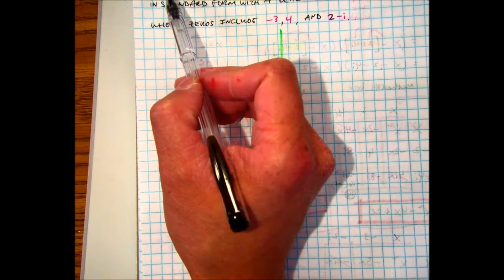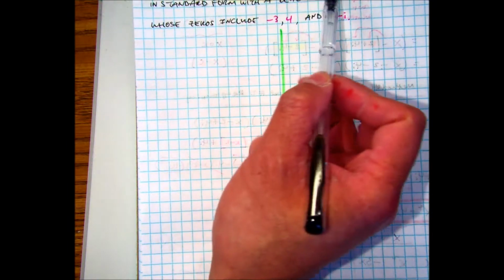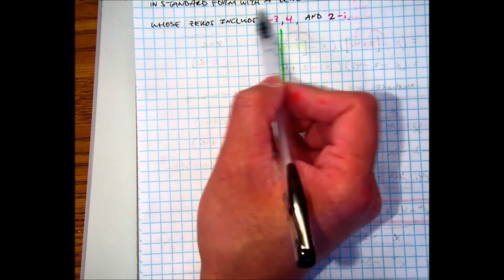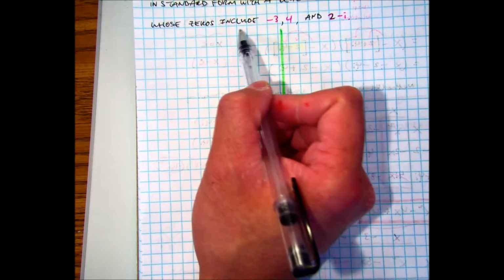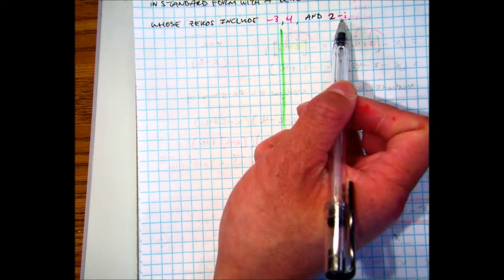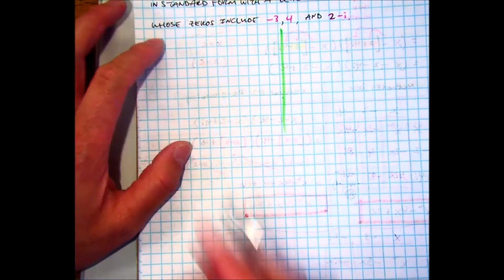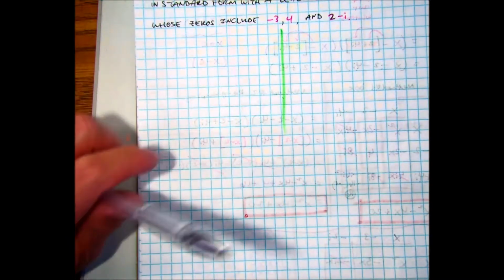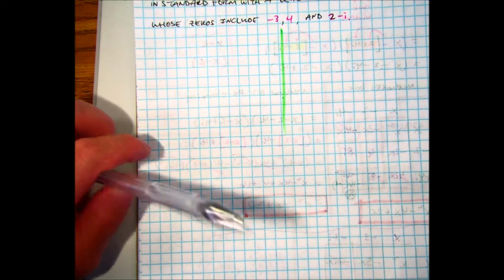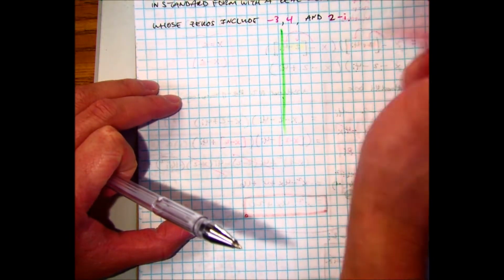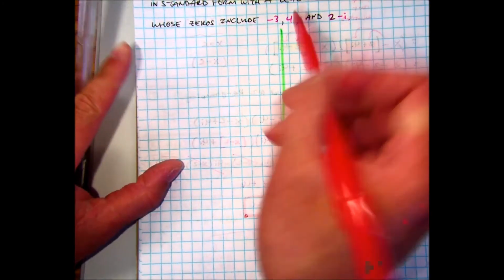Write a polynomial function of minimum degree in standard form with real coefficients whose zeros include -3, 4, and 2 minus i. Minimum degree tells me, it does not tell me what type of degree it has, so it doesn't tell me how many zeros I have.